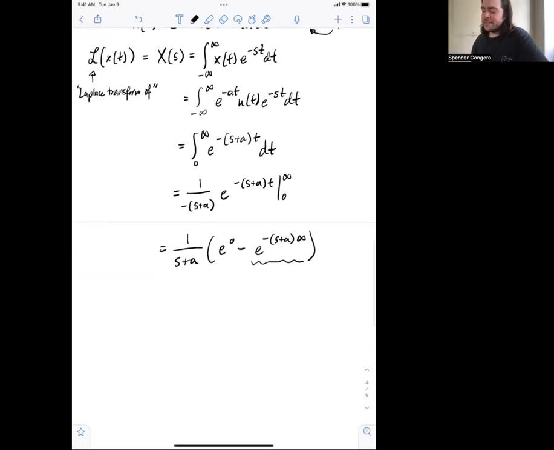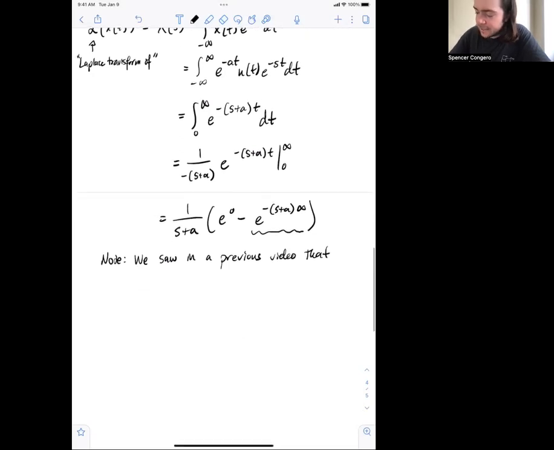Okay, and now we have this term here, and this is what the previous video was about. So let me make this note. So we saw in a previous video, I think the previous video, that, okay, what is that limit? That's what we want to look at right now. The limit as t goes to infinity of e to the negative s plus at.